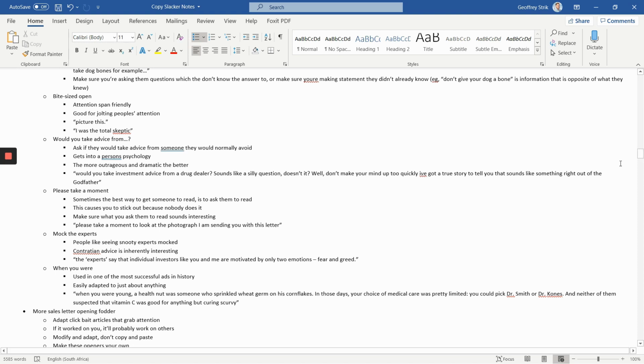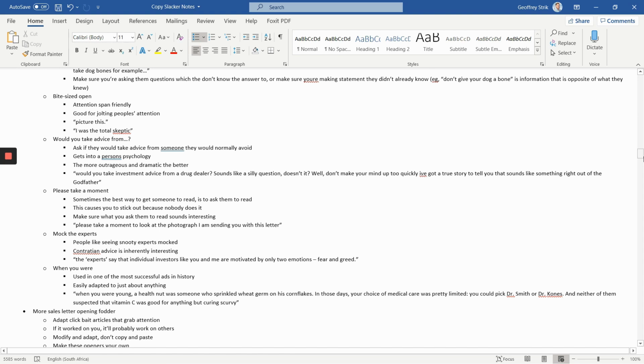Yes, so let's just get to the closing points here. More sales letter opening fodder. Adapt clickbait articles that grab attention. It's very good if you're looking for more examples or different ways of adapting the templates mentioned so far. Look at clickbait articles that have been successful. You can simply search this in Google or use a tool like BuzzSumo. Go onto Facebook, join some groups, and without a doubt, you'll definitely see some hypey titles being shared. If it works on you, it'll probably work on others.